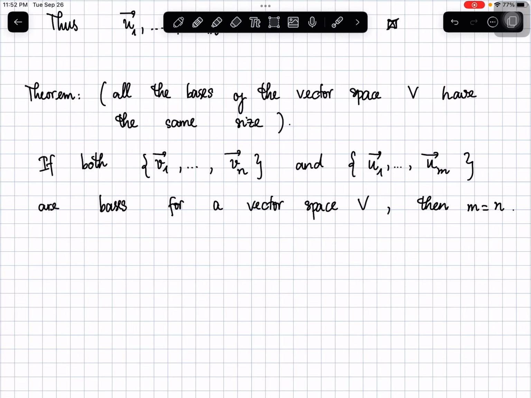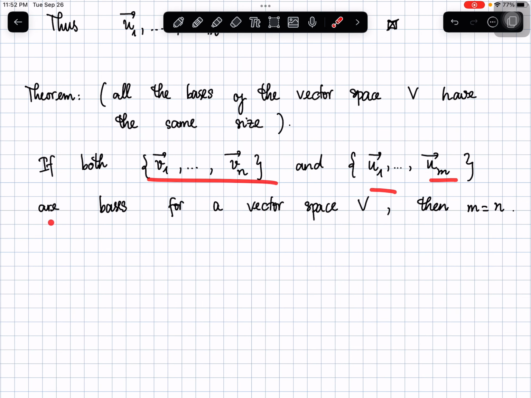So here we have the next theorem. The bases of the vector space V have the same size. So if set 1 contains n vectors v1 to vn and set 2 contains m vectors u1 to um, and both these sets are bases for a vector space V, then m must be equal to n. So they must have the same size. If they are two bases of a vector space V, they must have the same size. And we use the previous theorem.